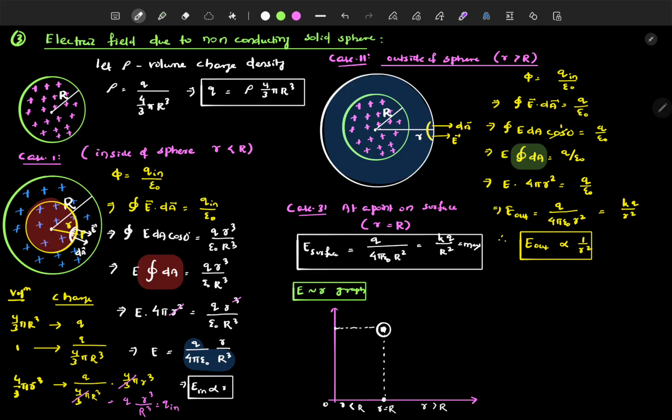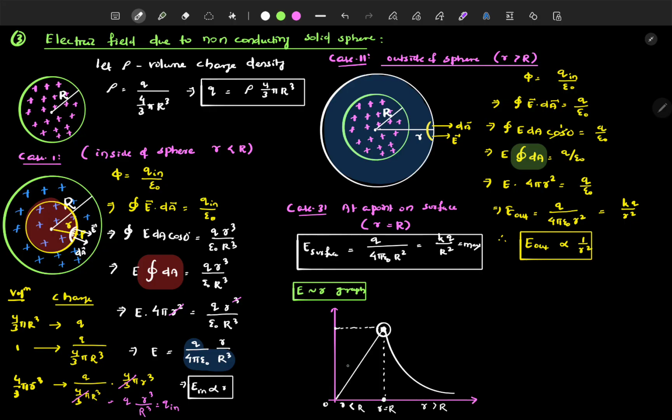Then E inside is directly proportional to r. So when small r increases, the E value increases. The graph is linear in nature as shown in the figure. Then for E outside, E is proportional to 1 by r square, inversely related. So the graph will be like this one.